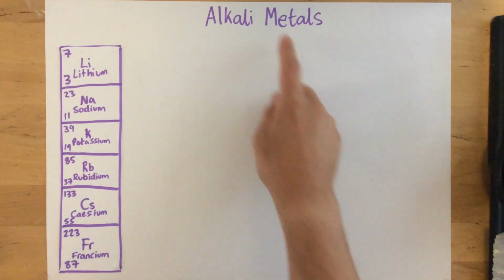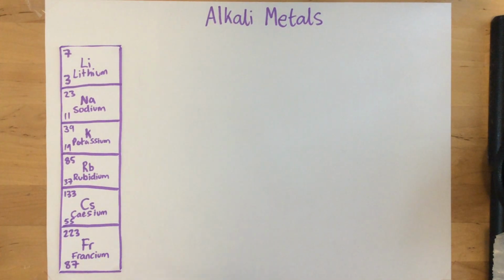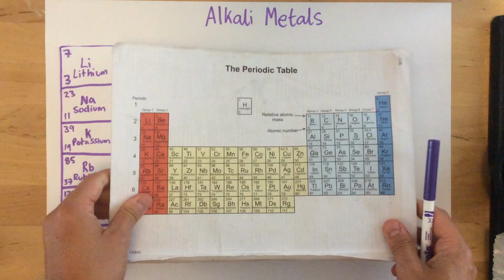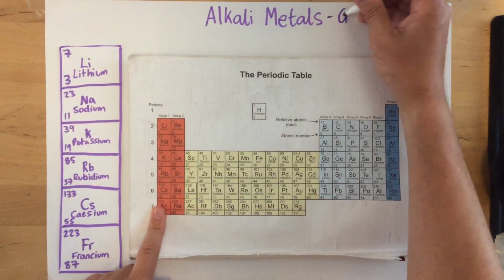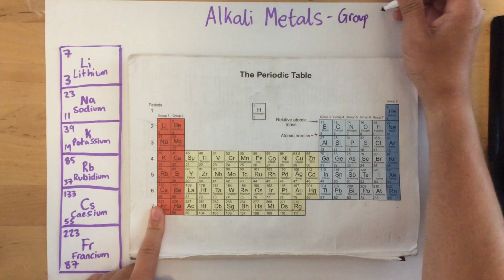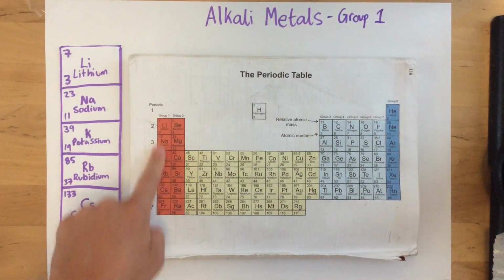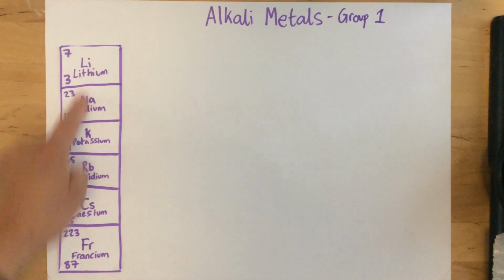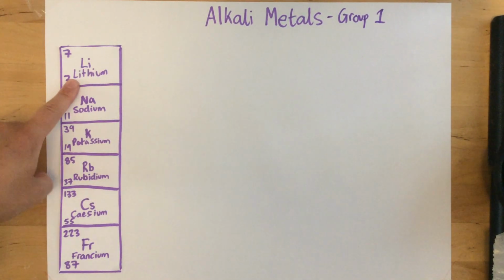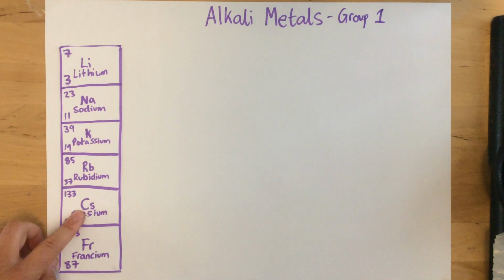Okay, today I'm going to talk to you about alkali metals. So if I was to look at the periodic table, we can see that the alkali metals are here in group 1 of the periodic table, so on the left hand side of the periodic table. I've actually written them down here so we can see them nice and clearly. They are lithium, sodium, potassium, rubidium, cesium and francium.